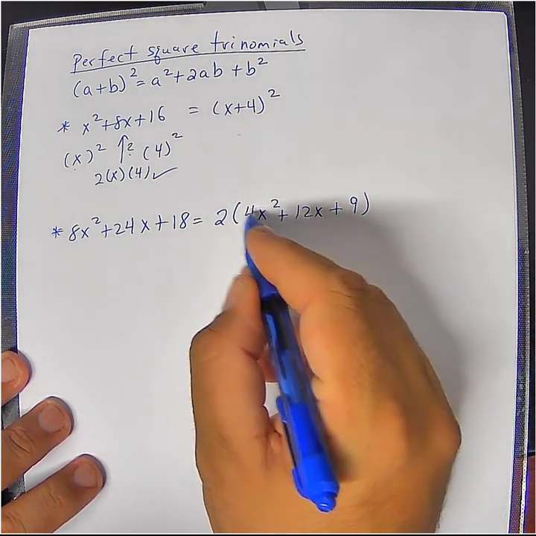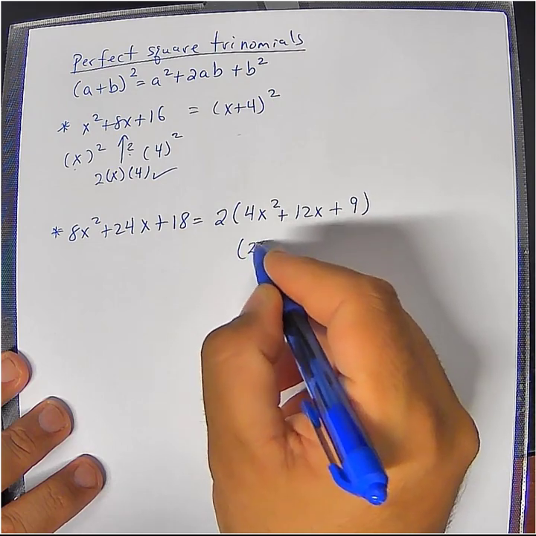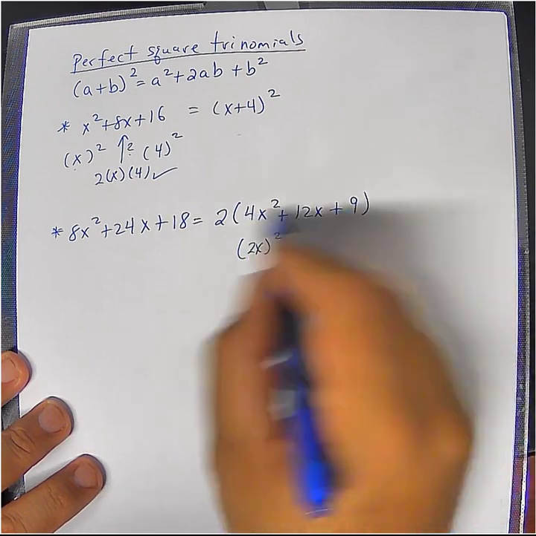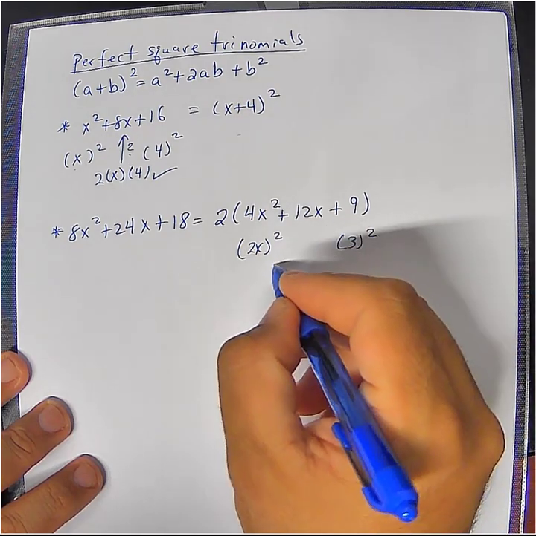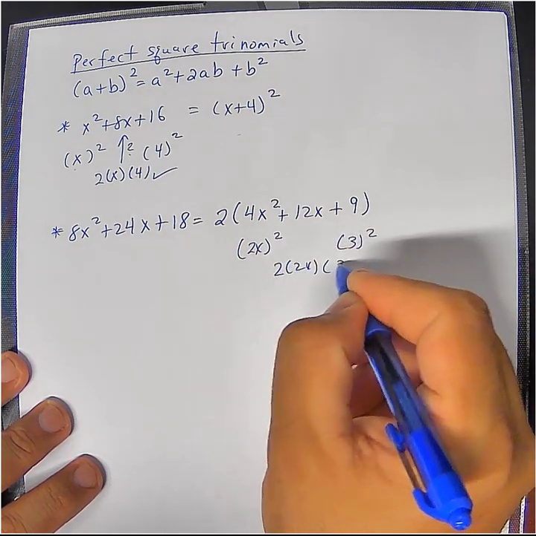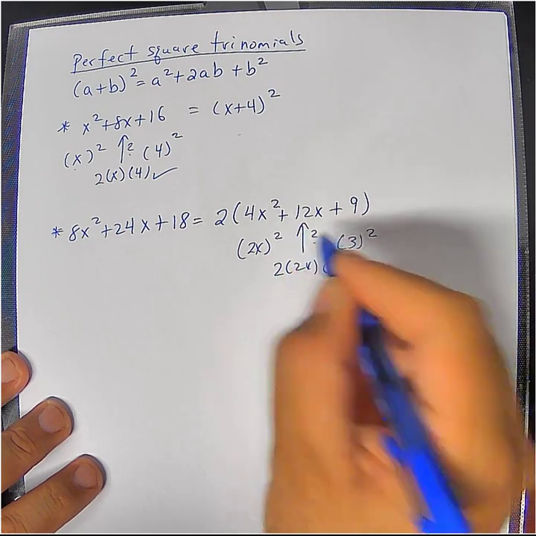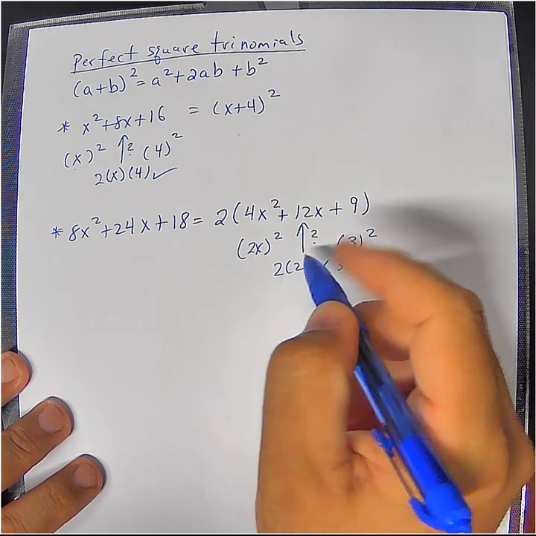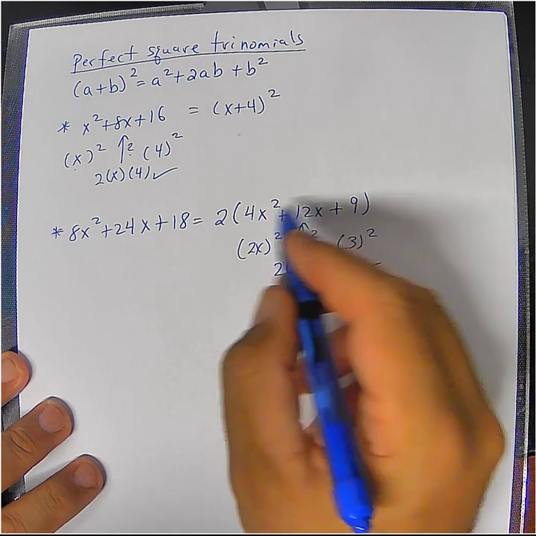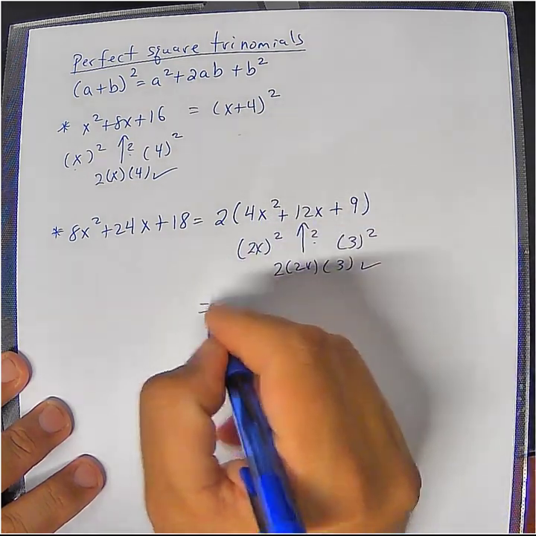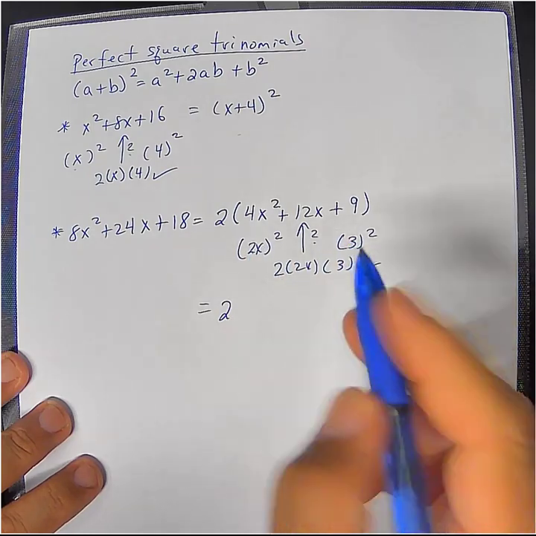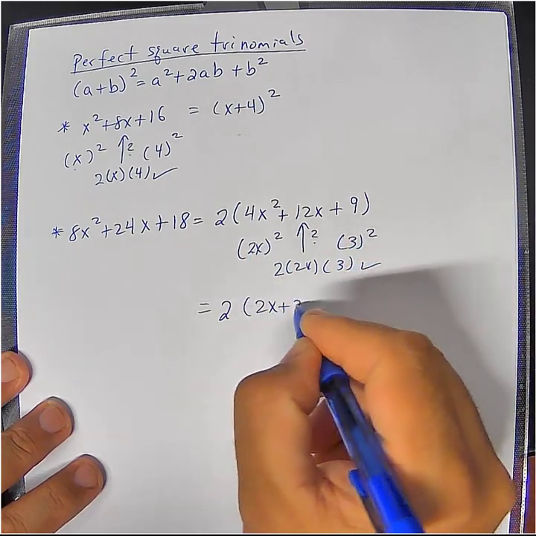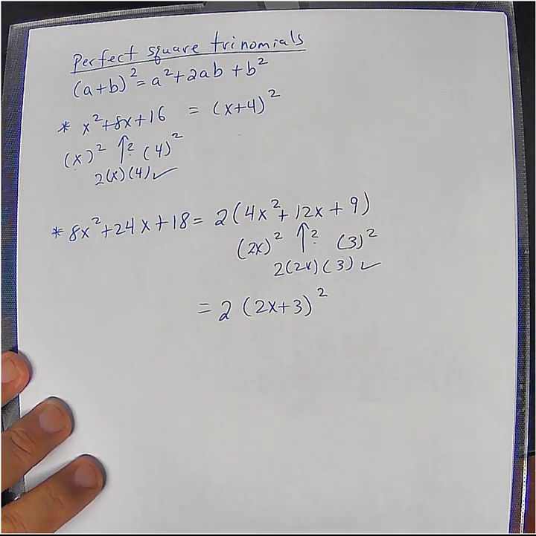So here, 4x squared, I can write it as 2x quantity squared. I'm focusing on just the inside. The 9 is 3 squared. Now I'm going to try 2 times 2x times 3. Does that give me the 12x? 4 times 3 is 12x. Yes, it does. So this right here, the 2 stays on the outside. This right there is 2 times 2x plus 3 quantity squared.